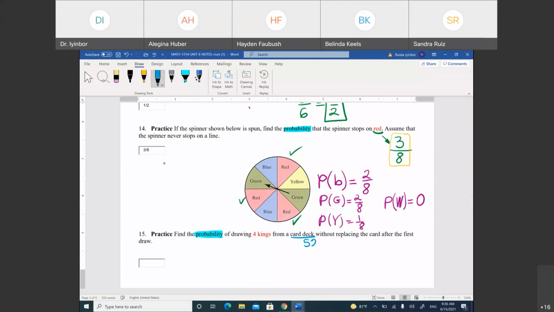Okay? So how many kings are in one deck? There are 4 kings, right? There are 4 from each different type of cards. So what is the probability of drawing 4 kings in a row without replacing? That's the keyword here. So this is what happened. You have a deck of cards, 52 cards. What is the probability to draw one king out of that deck of cards?